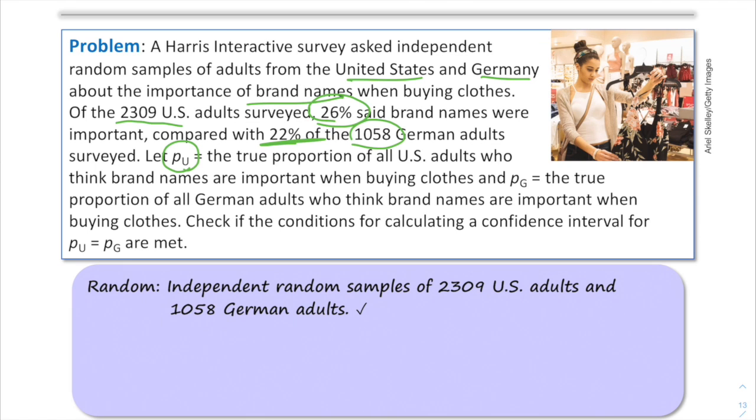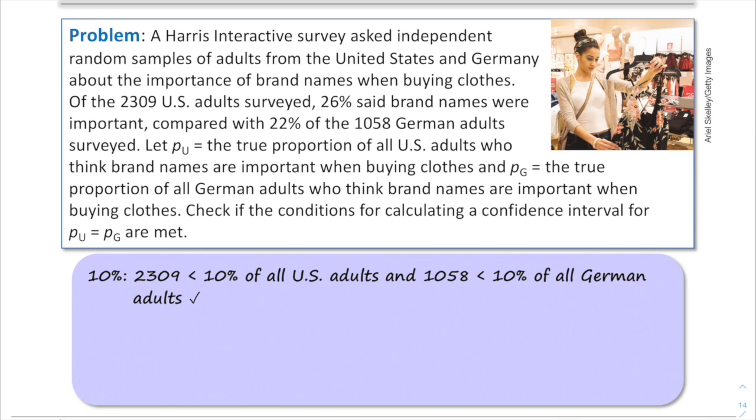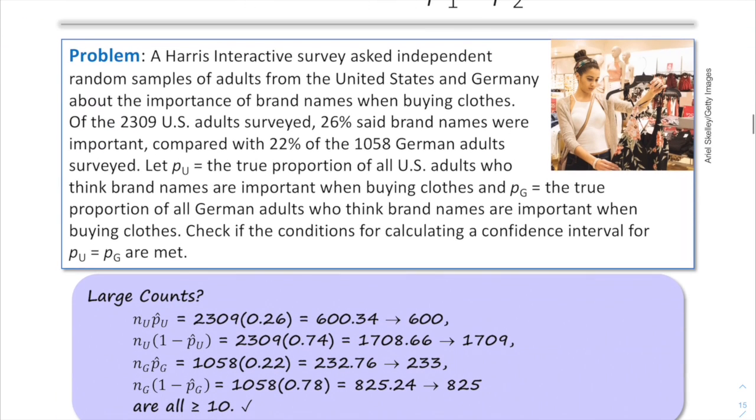So here they've defined, instead of P1 and P2, PU and PG. PU is for the US and PG is for Germany. So again, you don't have to use numbers to help identify what the different p-values are, but you still must define them. So check that the conditions for calculating a confidence interval are met. So they're both random samples, 10%, but each of those samples are definitely less than 10% of all the adults in those nations. And then we can check that each of the large count values are greater than 10.